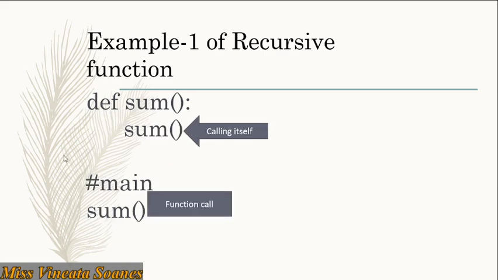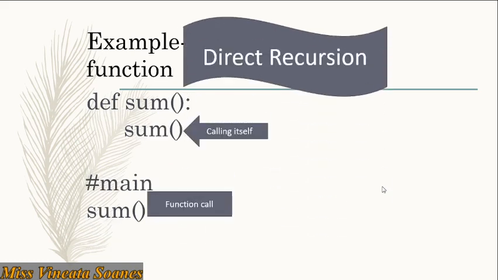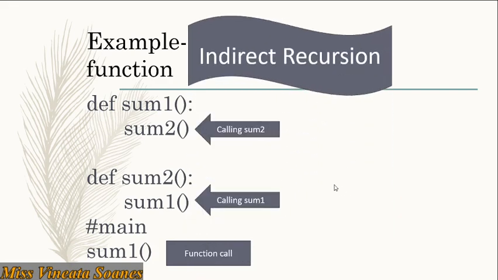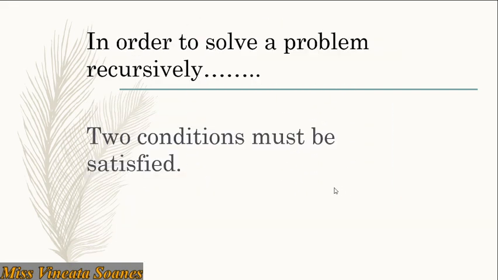But the first example is also called direct recursion, meaning we have a function and that function calls itself directly. But in the second example, you will see that this function is not calling itself, but rather it's calling a function which calls that function. So it's just like I'm calling a function which will call my function, right? So that is what we call indirect recursion.